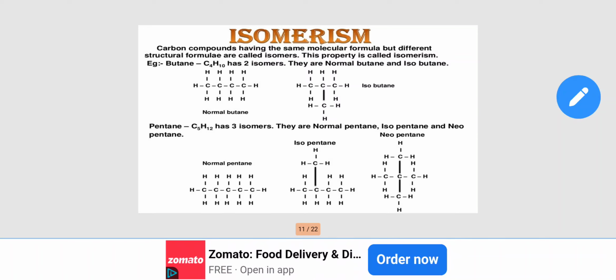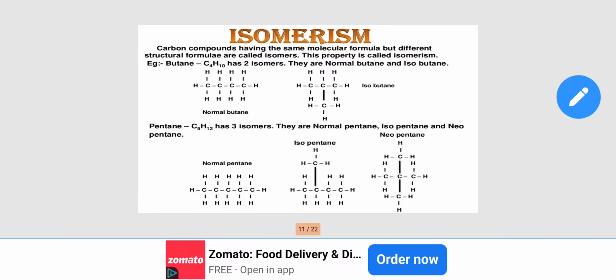And then next we can go to isomerism. Okay, first of all, carbon compounds having the same molecular formula but different structural formulas are called isomers. This property is called isomerism. For example, butane C4H10 has two isomers. They are normal butane and also isobutane we call. Okay, this example you can see here.